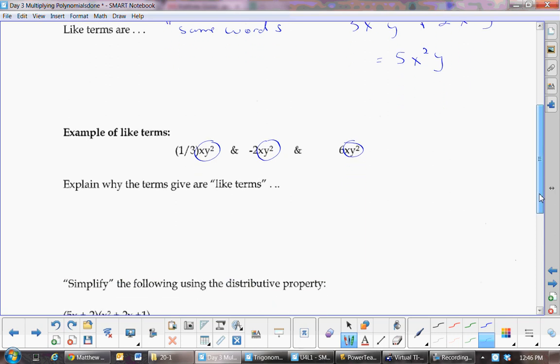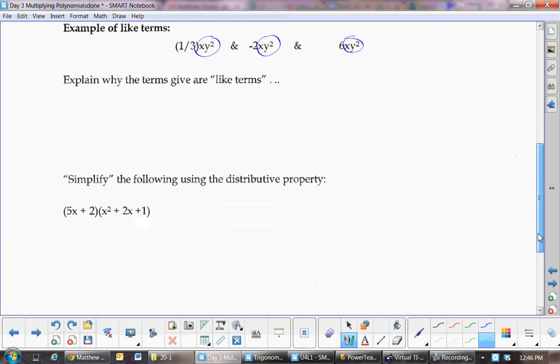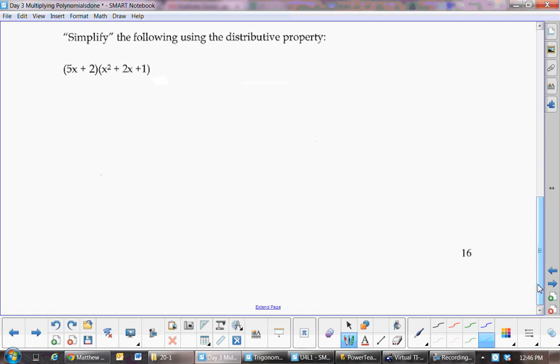Now, let's get right down to simplifying this one right here. Now, the way this one works is the 5x will multiply to this one, and this one. Then you'll take the 2, and you'll multiply it to this one, and this one. And then after you've done all that multiplication, you do what? Combine like terms. And then you're done. So lots of stuff going on.